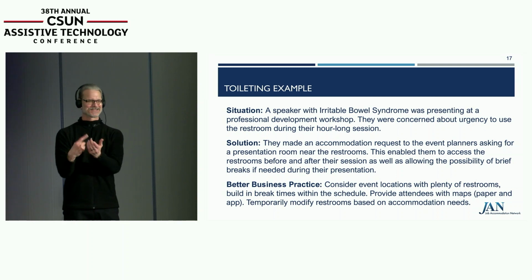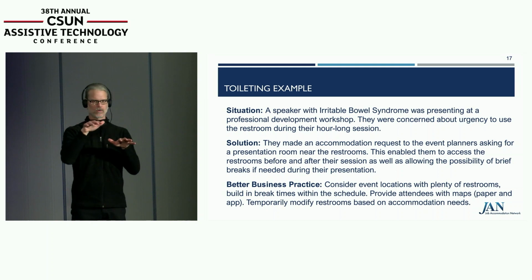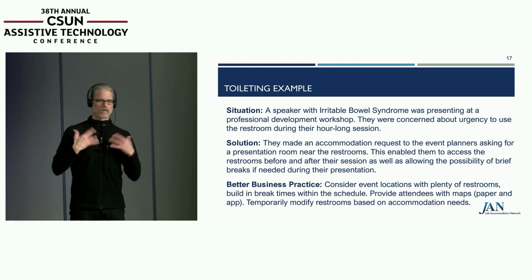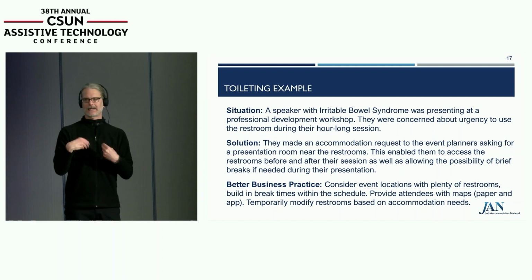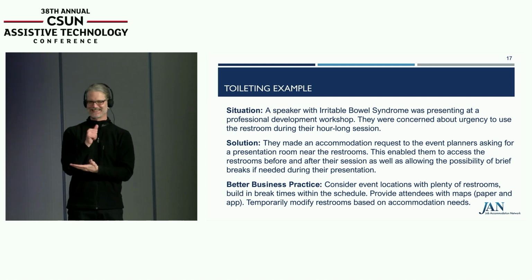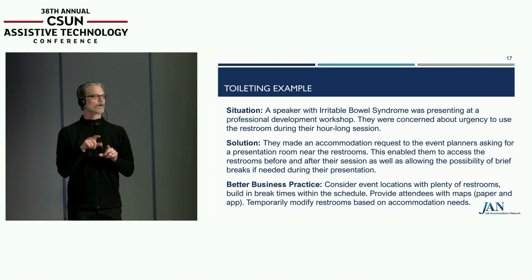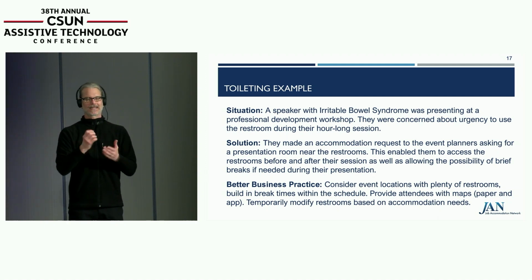So a better business practice is to consider event locations that have loads of restrooms, build in lots of break time, and also give people maps so that they can find those easily. You can also temporarily modify restrooms based on accommodation needs with signage, as Lisa discussed earlier. There are also events that will rent equipment that a person may need in the restroom, such as a Hoyer lift.